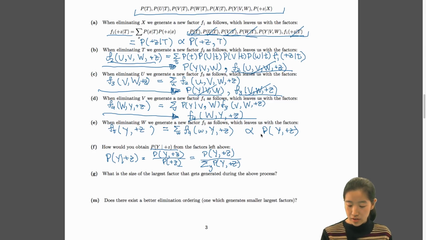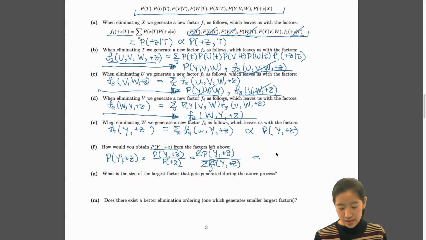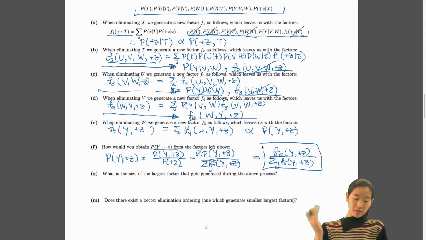Notice that because this value is proportional to the factor, even if we hadn't included the constant in here, it would be the same thing because it would have cancelled out anyway. So this is equal to the factor 5 of y and plus c divided by the sum over all the y's of the fifth factor. And this is our final solution. So now we have solved the query.